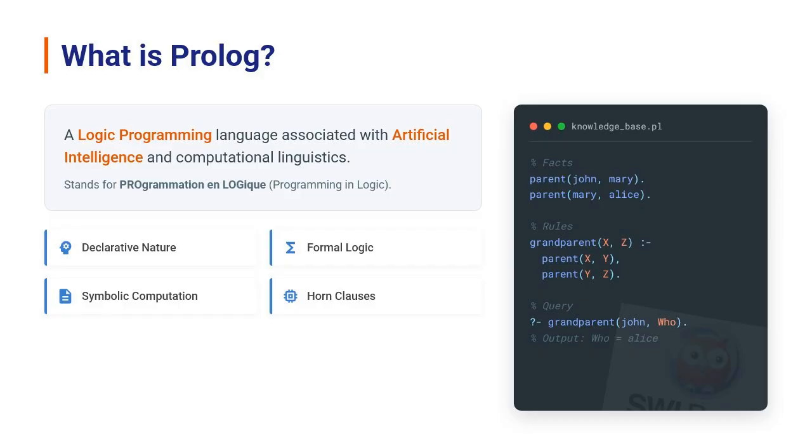Prolog uses a built-in theorem prover to search for solutions. It's particularly powerful for problems involving symbolic computation, pattern matching, and complex relationships. Prolog originated in artificial intelligence research, specifically in natural language processing and automated theorem proving. It remains one of the most popular logic programming languages today.